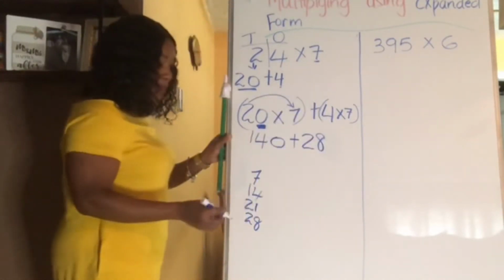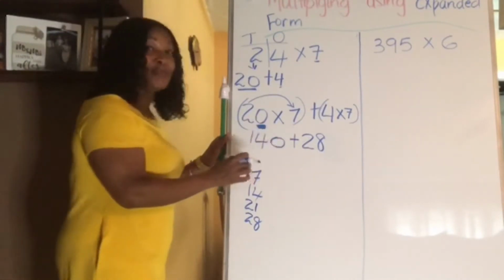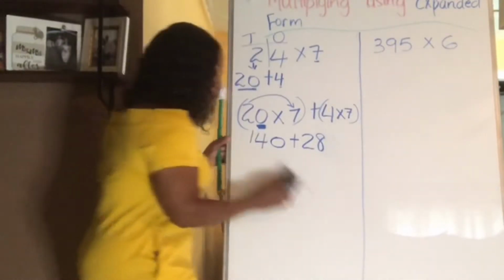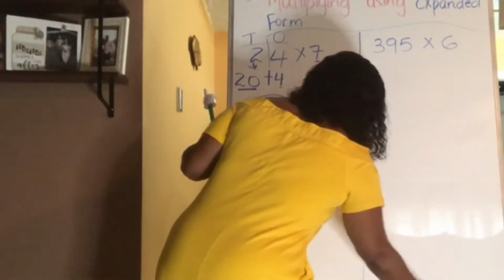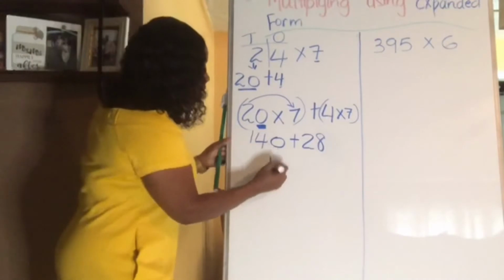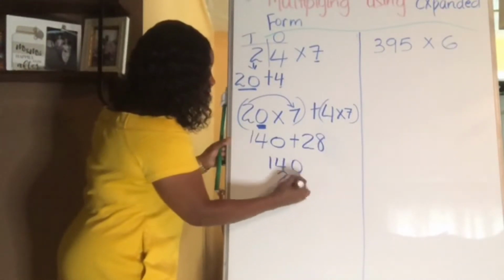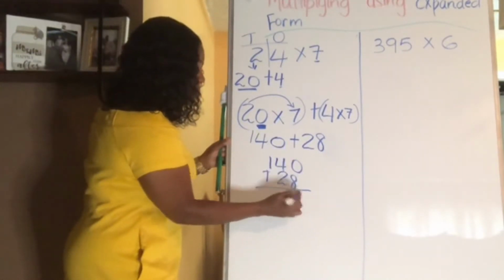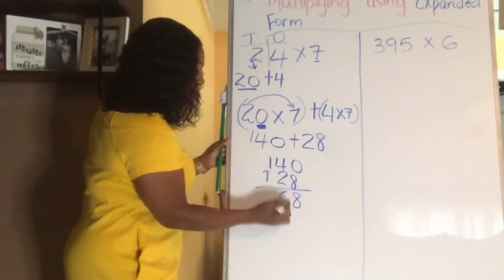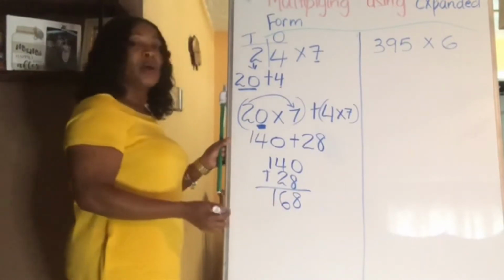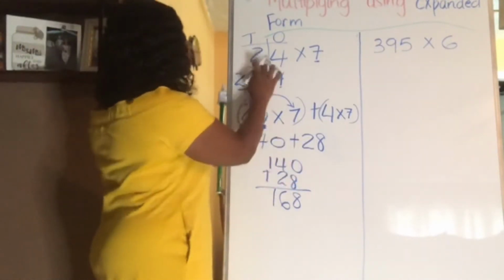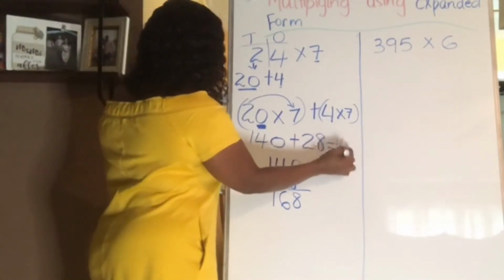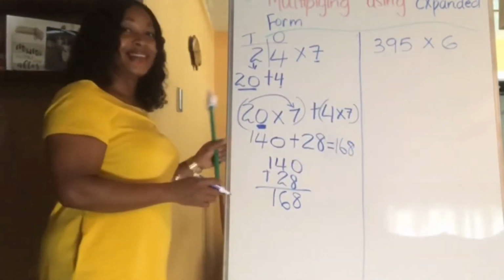The next step is to add our partial products. Remember those words, partial product, or that phrase? We learned it the last time we were multiplying. So 140 plus 28, and we add that together. 8 plus 0 is 8, 2 plus 4 is 6, and 1 plus nothing is 1. So when we multiply 24 by 7, our answer is 168. It's as easy as that.